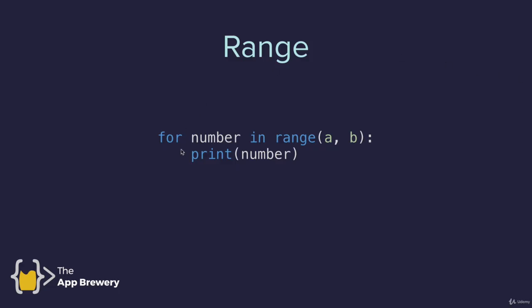So we've still got our for and our in keywords highlighted in blue. But instead of looping through a list, we define how our loop is going to work by creating a range. So in this case, I'm creating a range between A and B, and then I'm going to get hold of each number in that range and do something with that number.